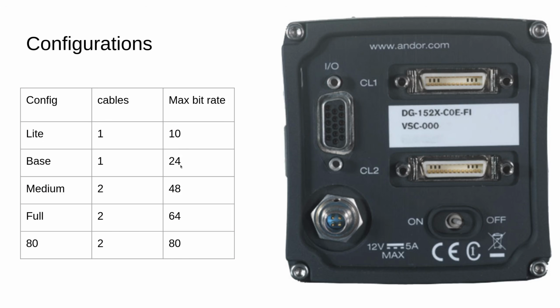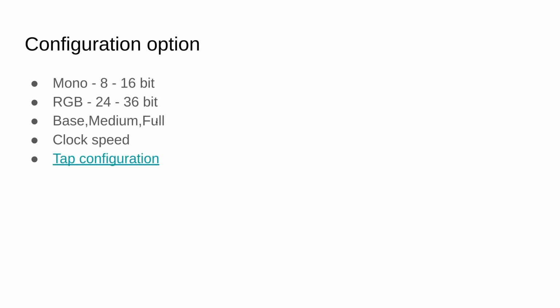This bit rate depends on what kind of image data you're sending out. And then Medium, Full, and this 80-bit mode use two cables and have a max rate of 48, 64, and 80. When you're looking at the camera, some of the other configurations you might have to consider are the color palette it sends out: mono 8 to 16-bit, RGB if it's 24 to 36-bit. As we just talked about, the Base, Medium, Full, the 80 or Lite mode, the camera clock speed that it's actually coming out, and another thing you've got to be worried about is this thing called tap configuration.